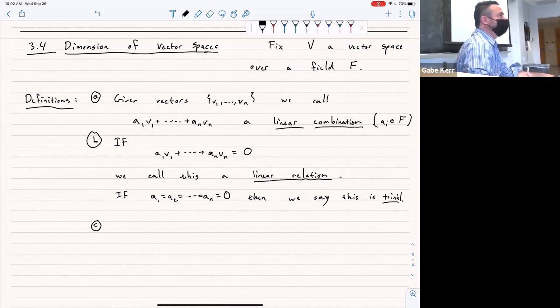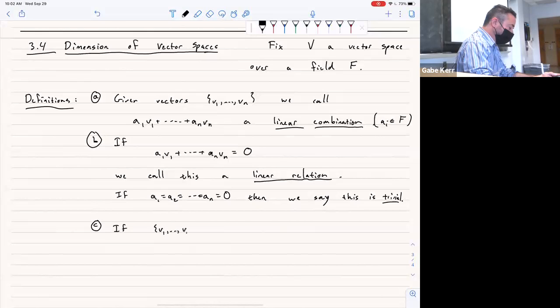That's kind of silly. However, there are certainly examples of vectors where that's the only one. That's the only linear relation amongst the vectors. If that's the case, we say all those vectors are linearly independent. If this collection V1 through Vn has no non-trivial relations.